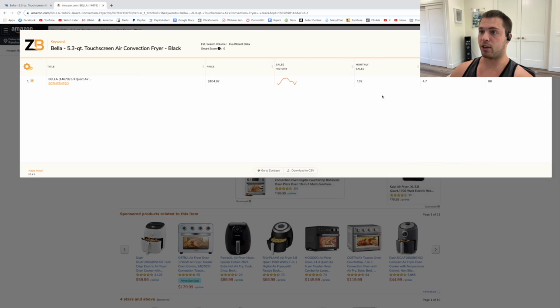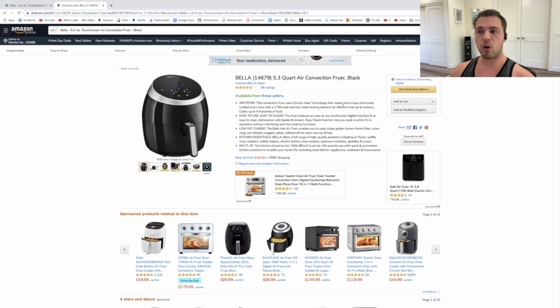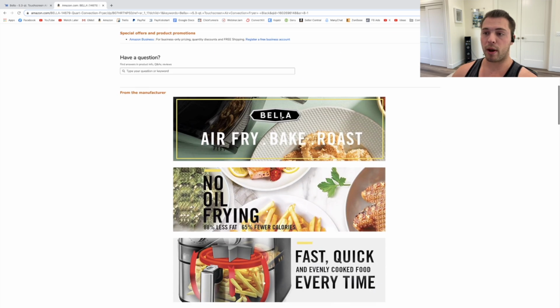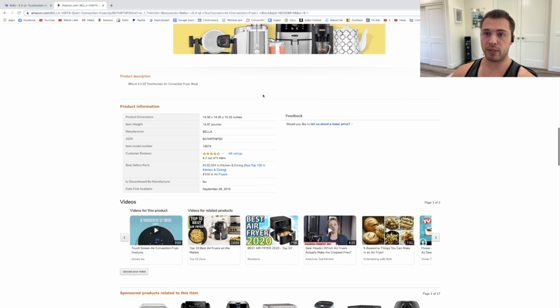So this looks like it could be a good potential product. Now, one thing to keep in mind is we need to see what the fees would be for this actual product if we did want to sell it. So what I'm going to do is go down to where it says product information here. I'm going to find the ASIN, copy it, and keep that.